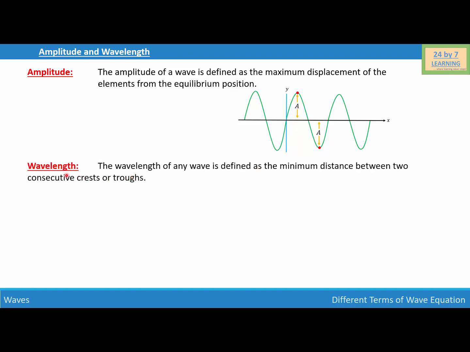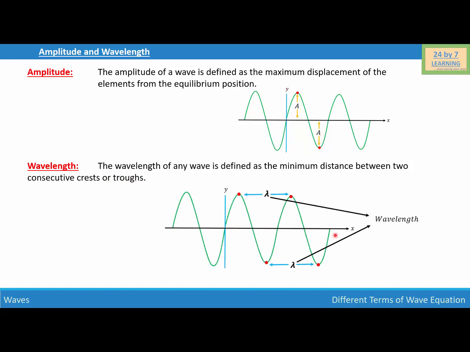Now let's talk about the wavelength. The wavelength of any wave is defined as the minimum distance between two consecutive crests or troughs. In order to explain the wavelength, I'm going to consider the same type of wave. So this is my sine wave, where you can see this is the crest and these 2 points are the trough.